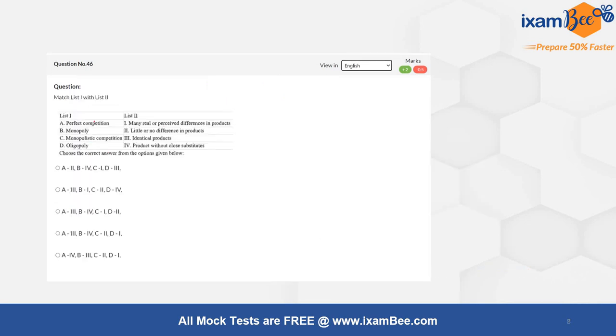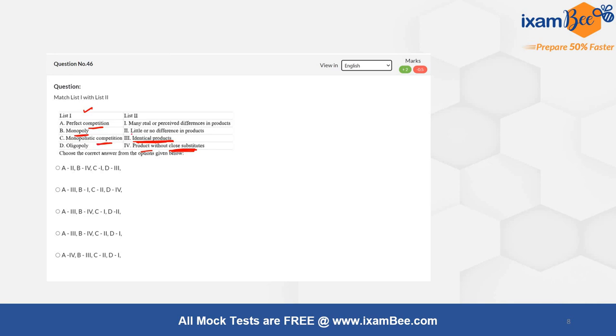Next question is that you are given two lists: in list 1, perfect competition, monopoly, monopolistic competition, and oligopoly, and in list 2 you are given the features of these market structures. You have to match the correct options. Under perfect competition, we know that there are a large number of firms and a large number of buyers, with identical, that is homogeneous, products. Monopoly is a market structure which has products with close substitutes, right?